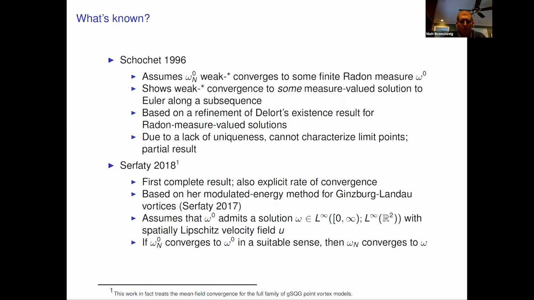This is based on rather different arguments. More precisely, the modulated energy method, which she had introduced in the context of Ginzburg-Landau vortices. And because it's able to characterize the limit point, you need to work with a little bit more regular solutions. So it assumes that you have a limiting initial datum omega naught, which admits a solution omega, which has a bounded density, or essentially bounded density. And moreover, that the velocity field u associated with the solution is spatially Lipschitz.